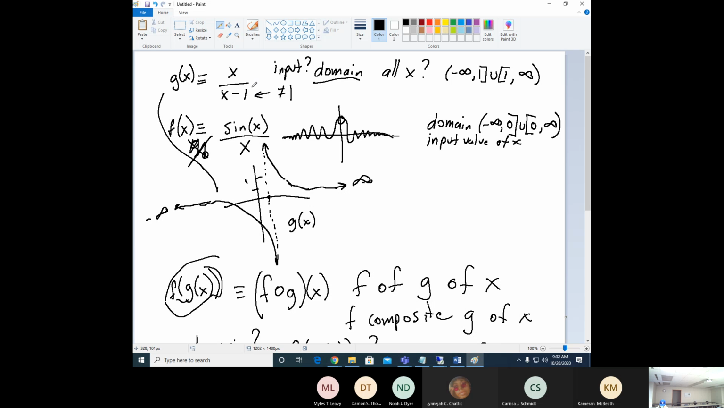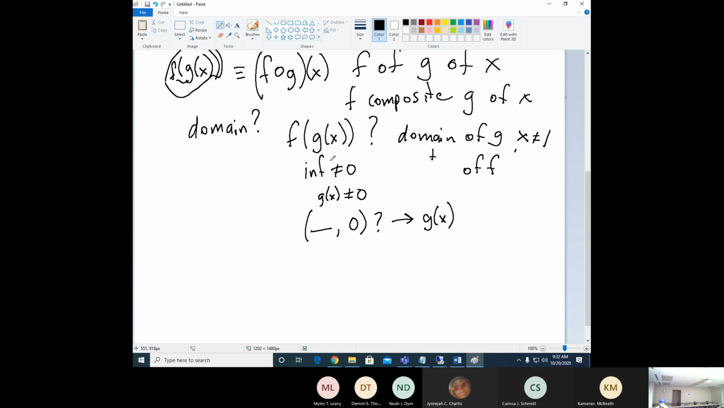It's a fairly simple one. When x is 0, g of x turns out to be 0. So that was an easy one. 0 divided by -1. So I know for g of x that the value of x that gives me 0 is 0.